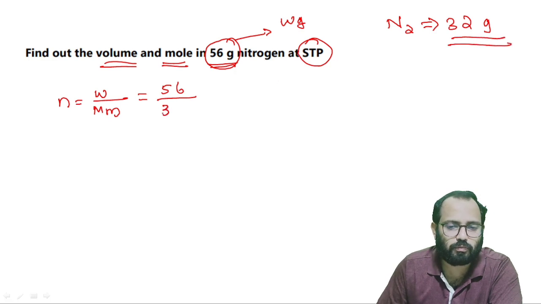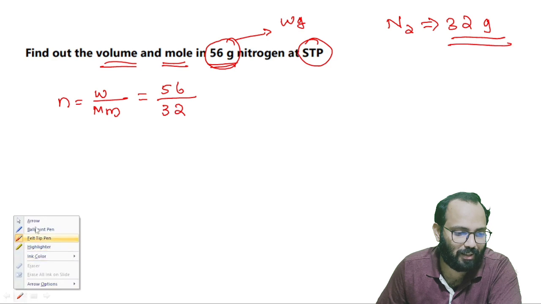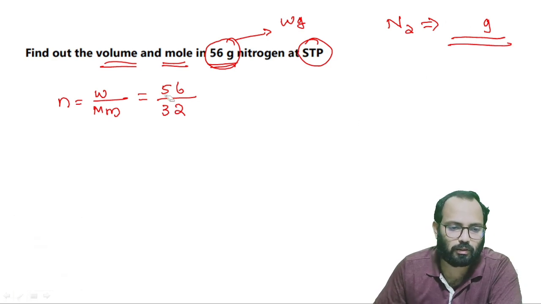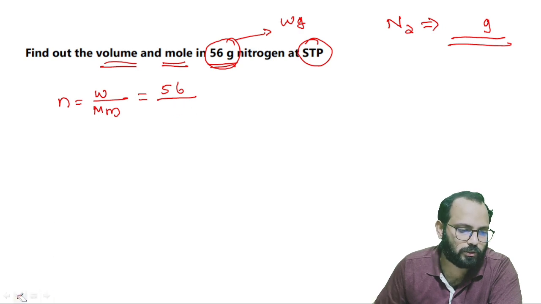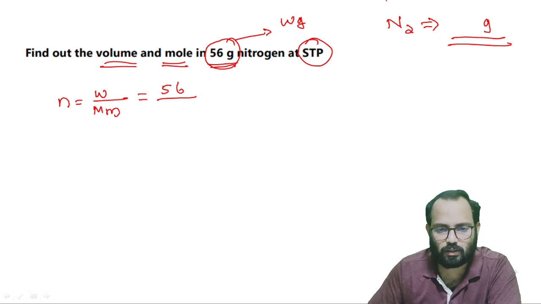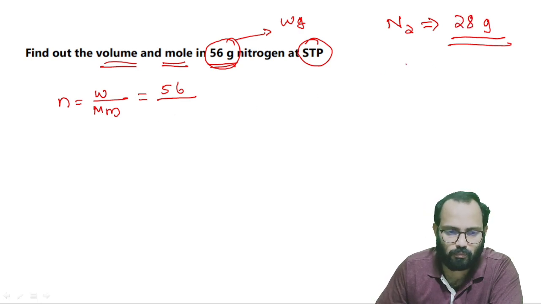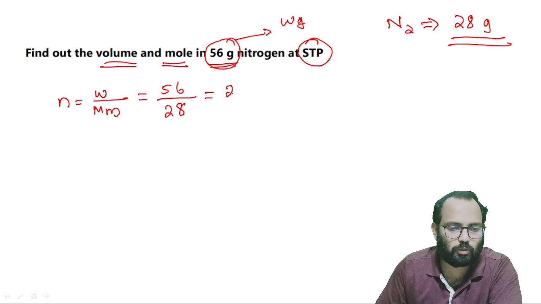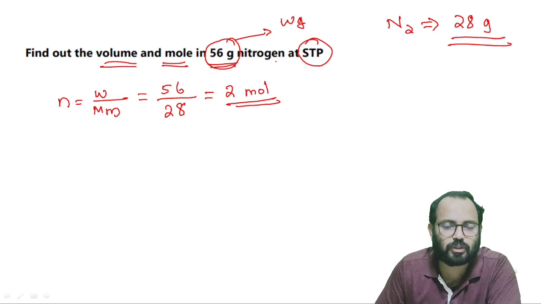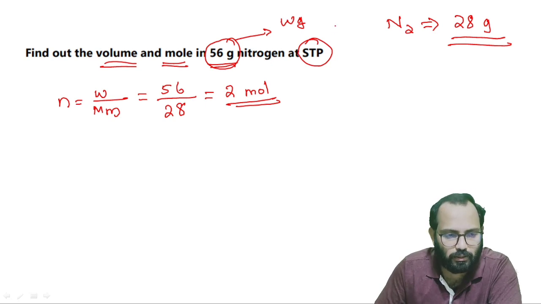That is 32 grams. Oh, sorry, it's not 32, it's 28. Yes, it's 28. Okay, it's all the time oxygen is coming to the mind. Yeah, of course, oxygen is needed for our survival, right? Yeah, 56 by 28. So you got 2 moles. 2 moles of nitrogen gas is there with us at STP.